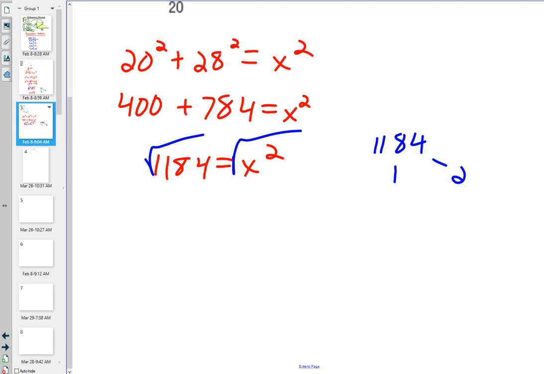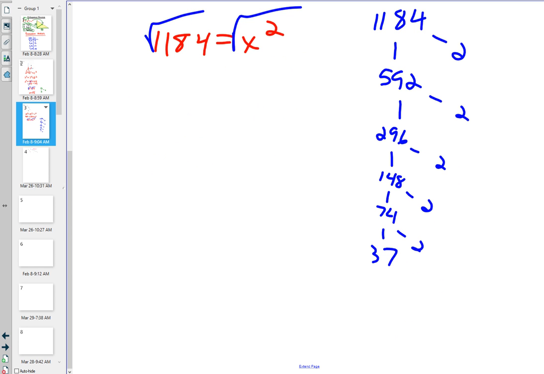1184 divided by 2, that's 592. Somebody check my math on that. Divide that by 2, that's going to be 296. Divide by 2 again. That's 148. Divide by 2 again. 74. Divide by 2 again because it's still even. And that's 37, which is prime. So I can bring out 2 2's. 2 times 2 is 4, as the cool kids say. And then 2 times 37 is what? I don't know.